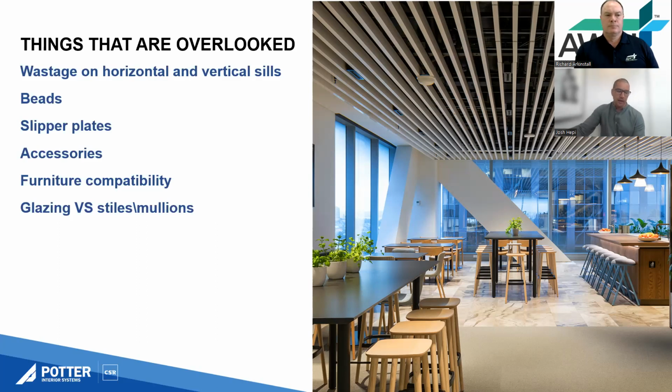And then, I mentioned it before, but glazing versus our styles and mullions. Just for your information, the 75mm door style accommodates a max glazing thickness of 6mm. One of our 100mm door styles will accommodate up to 9mm of glazing. And then our other 100mm door style and our 120mm door styles will accommodate up to 30mm glazing.